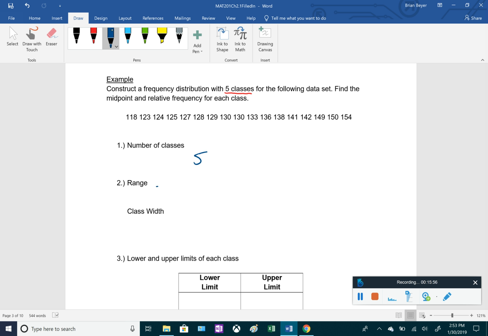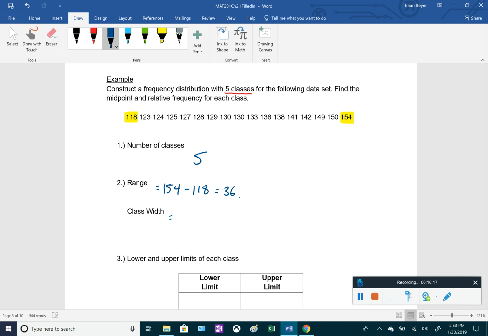The range is going to be the max entry minus the min entry. It looks like these are in order, which is nice. So the minimum is 118, the maximum is 154. So that's going to be max minus min. Subtract those, we get a value of 36, so that's our range.